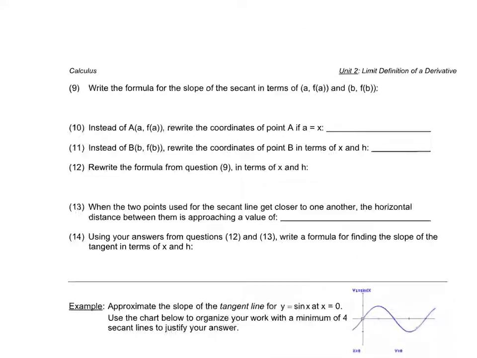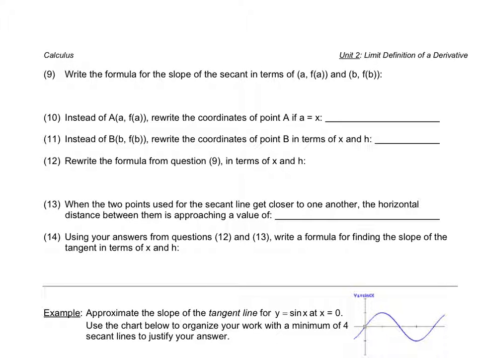So let me get you geared towards the rest of this, because people were, I noticed anyway, struggling with number 9 because you see A, F of A, B, F of B, and the common question I was hearing was, well, we had a whole lot of A and F of A on the other page. Which one do you want me to use? The -3, 9, and the -2, whatever? No. I want you to use A, F of A, B, F of B.